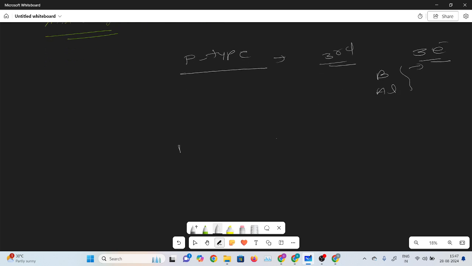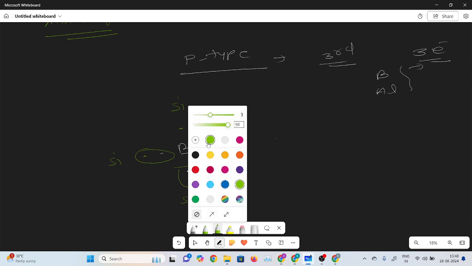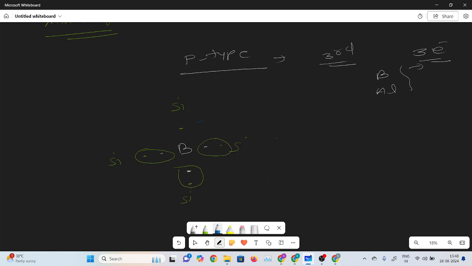So if we add the boron atom, only three valence electrons are there. But we are doping the intrinsic semiconductor, and silicon has four valence electrons. This is the silicon, and one silicon atom is left. This is the covalent bond. After all, one electron is left.